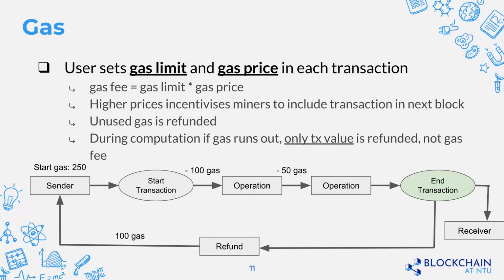Okay. So when you put a transaction onto the Ethereum blockchain, there will be a gas limit and a gas price. Gas limit is the total amount of gas that you're willing to use for the entire transaction. And gas price is the amount you're willing to pay for each unit of gas that you use. So gas limit times gas price is the total gas fee, right? And if you put a higher gas price, it incentivizes miners to include your transactions in their block because they earn more from doing so.